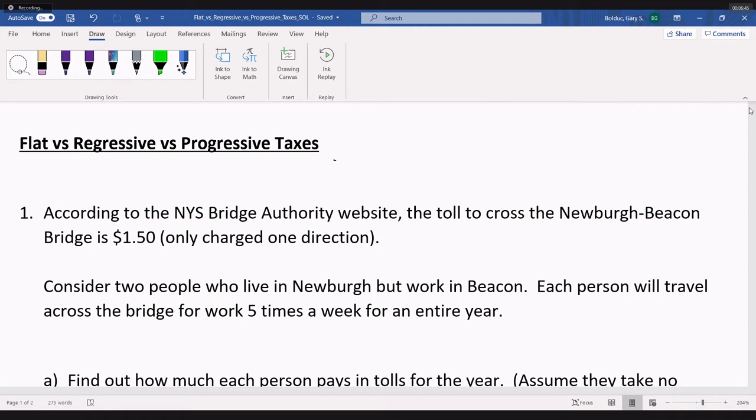Hi everyone, in this video we're going to be looking at flat, regressive, and progressive taxes. So we're going to do this through two examples. In the first example, we are looking at two people who live in Newburgh but work in Beacon.